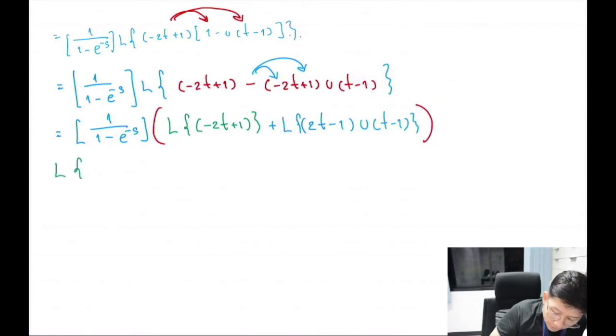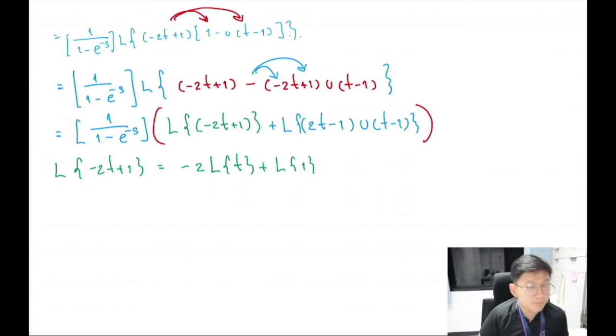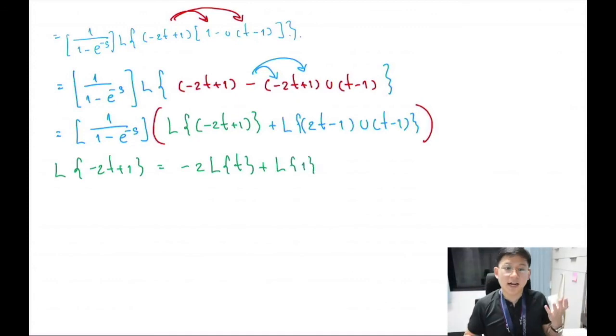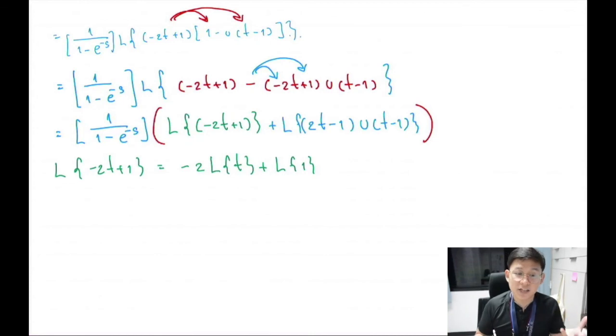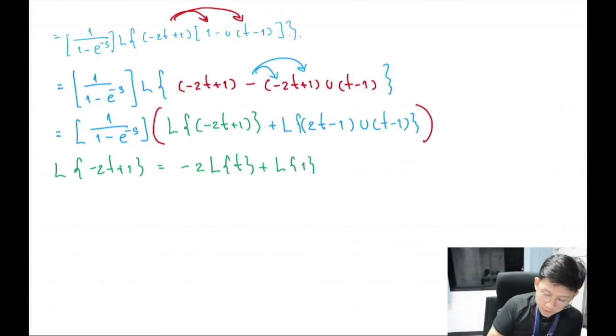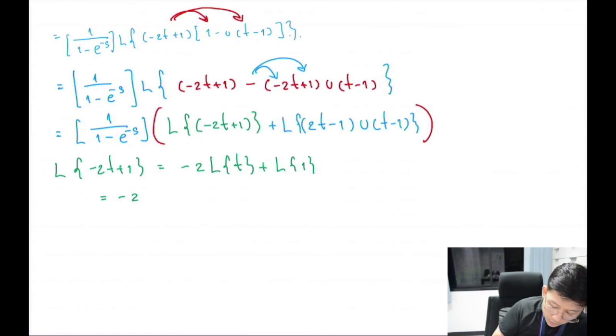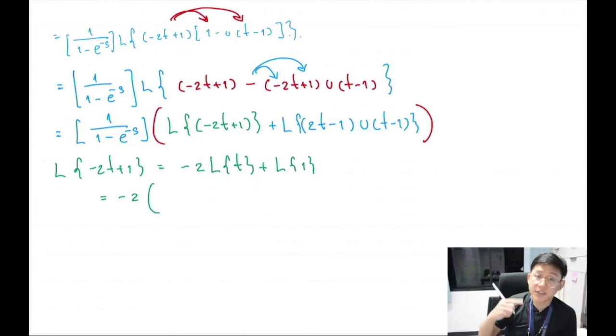Laplace transform of minus 2t plus 1 is the same as minus 2 Laplace transform of t plus Laplace transform of 1, right? Don't forget, guys, the Laplace transform is a linear operator. So you can just distribute it in and find the Laplace transform separately. So here it's going to be minus 2 Laplace transform of t, which is t to the n, right?